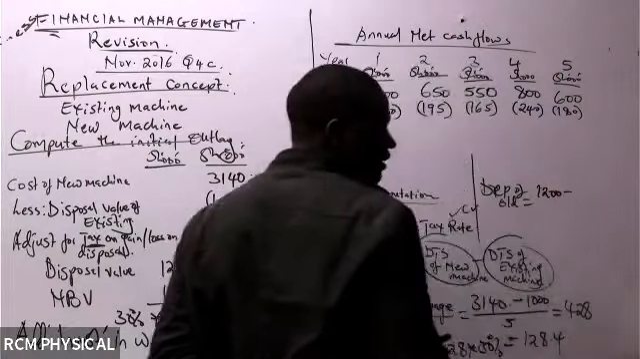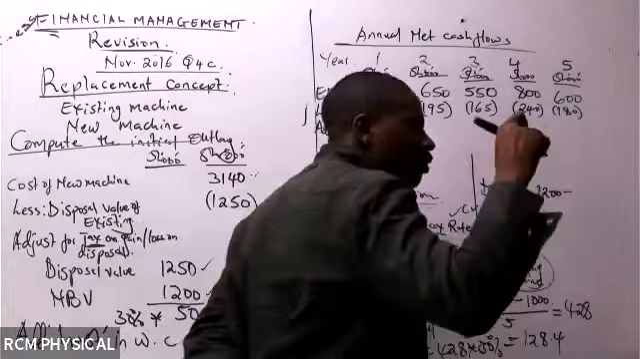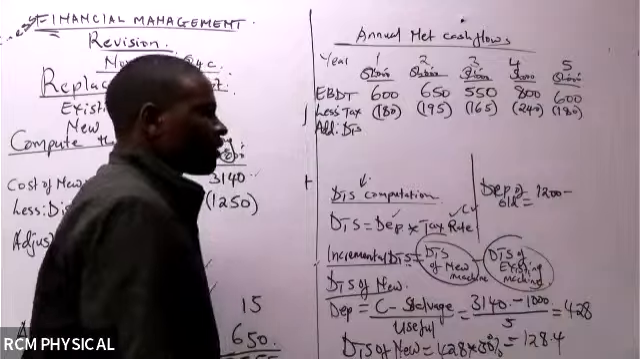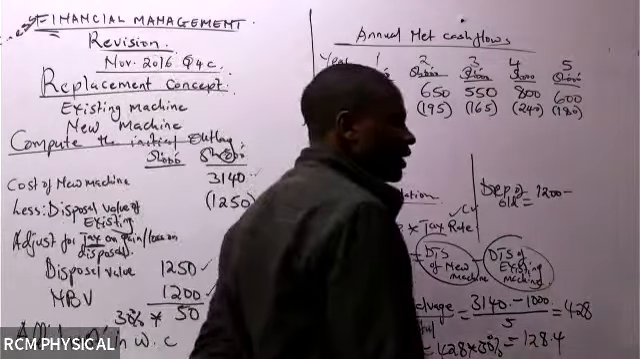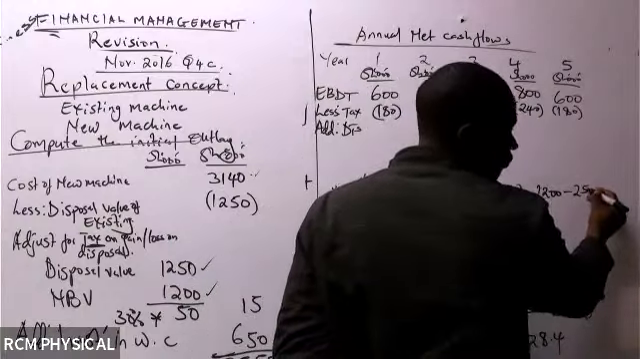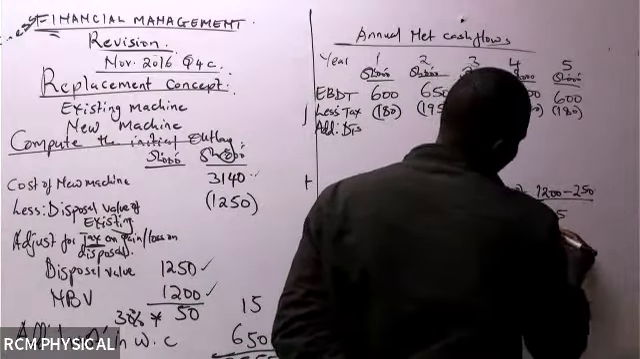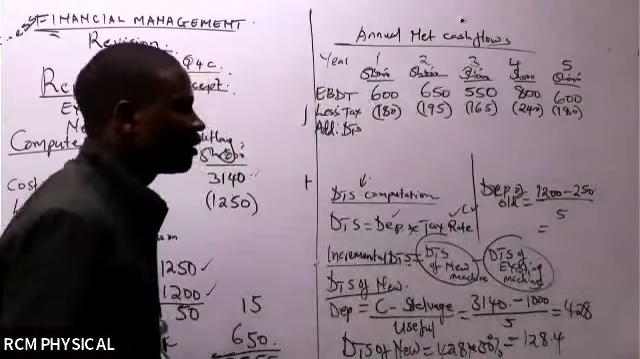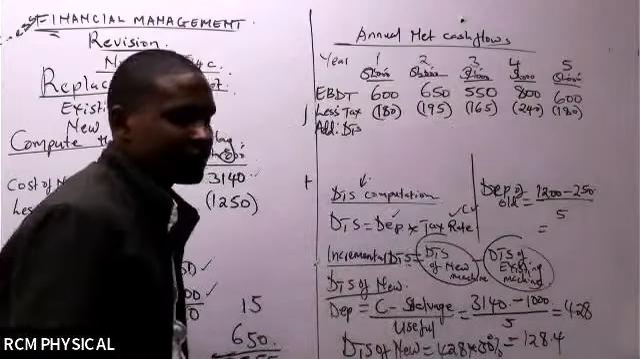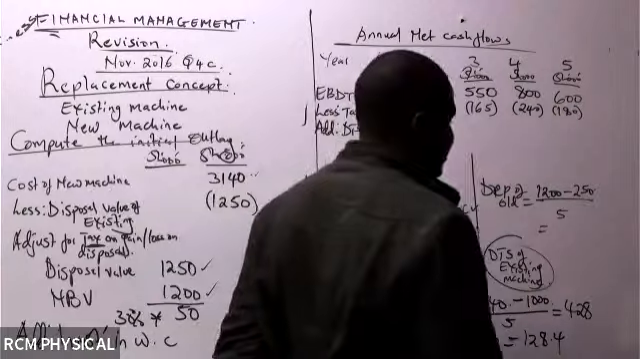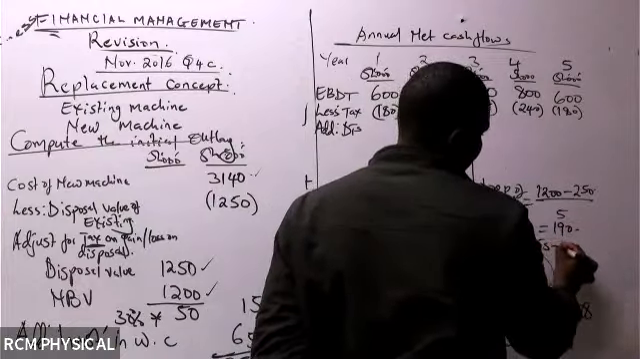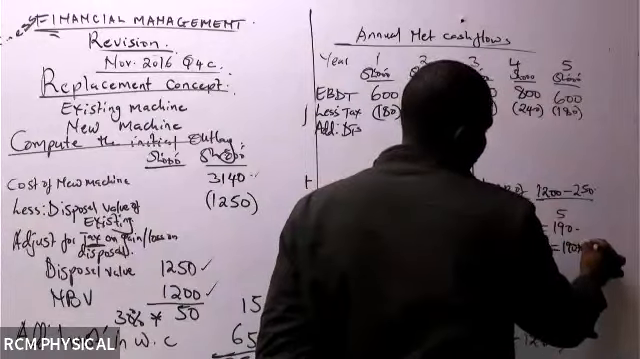Minus, what is the salvage value now? After valuation, there was some salvage value. Was it 250? Divided by 5 years. So can you give me the depreciation of our existing machine? This is very interesting. The depreciation is 190. So can you get the tax shield? It is 190 times 30%.